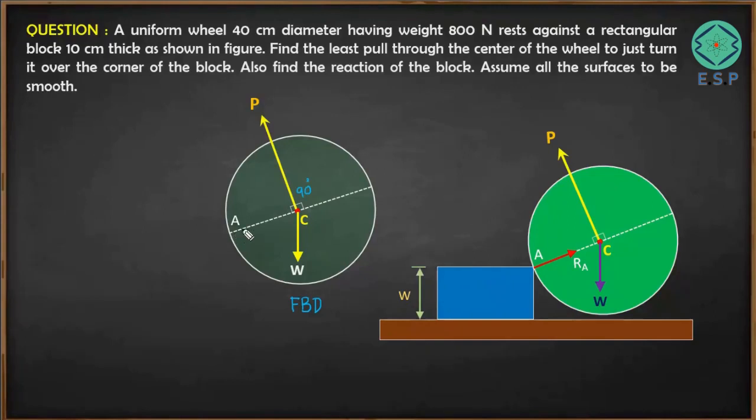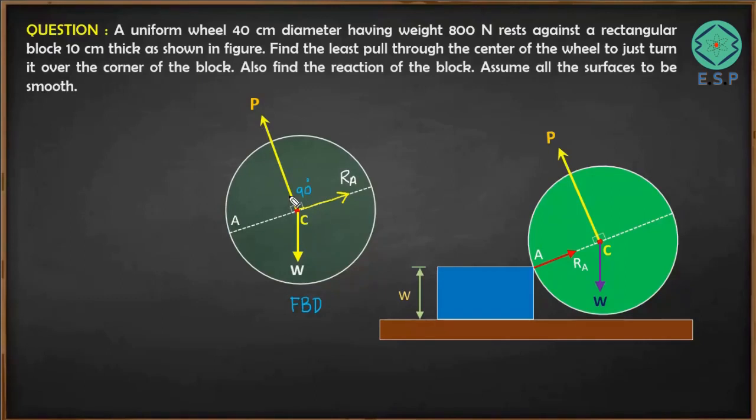I am not going to show RA here, I will show it over here, because we can easily transfer the force along the line of action. So I am going to show RA over here, which is the reaction. This is going to be RA, friends. Mind it, I am just showing this reaction force this way because I need to show all the forces acting in the outward direction, or away from the center C, so that I can apply Lami's theorem.